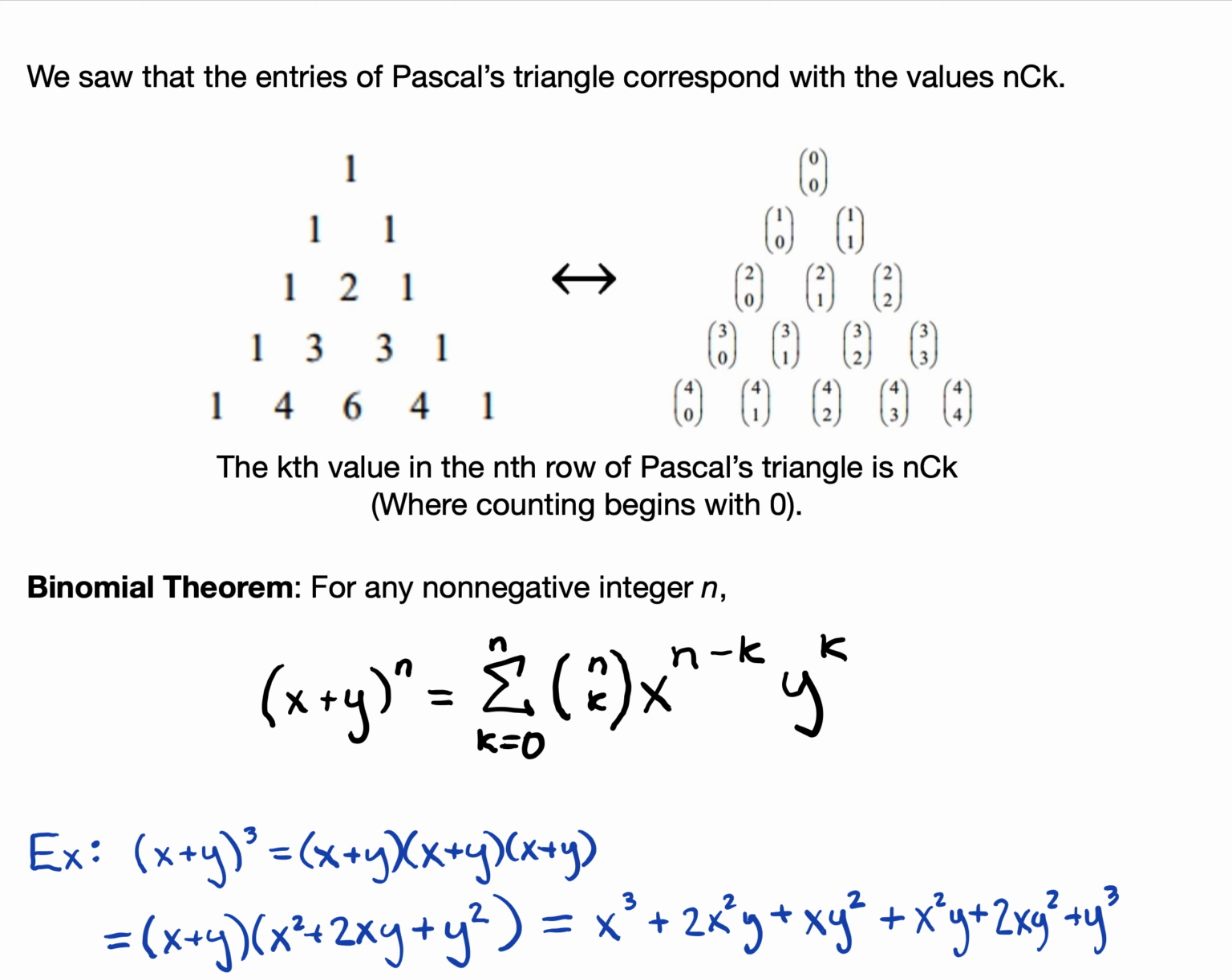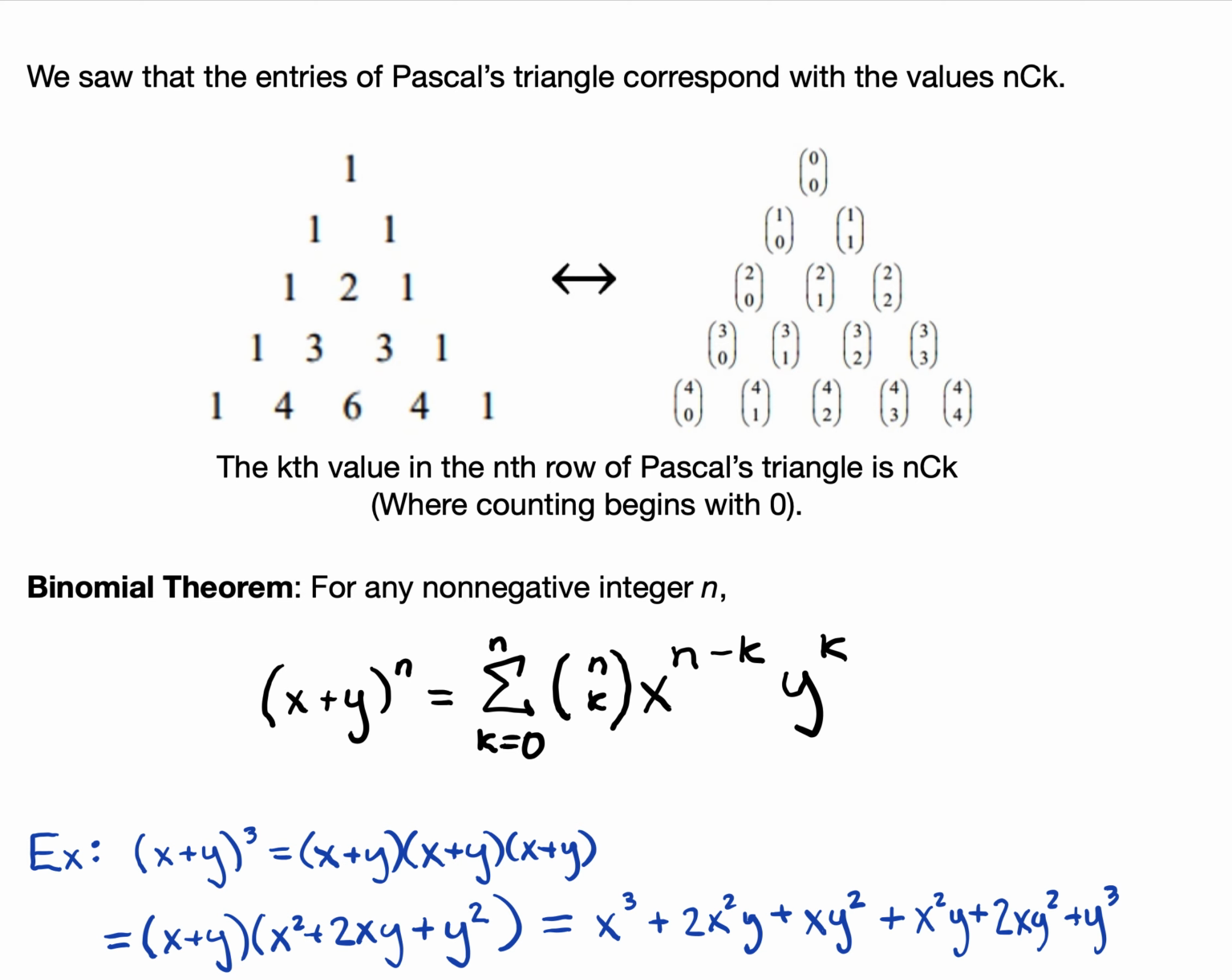In this video, we'll be talking about Pascal's triangle and the binomial theorem. In the previous video, we discussed Pascal's triangle and its relationships to the values n choose k, where n choose k is the number of ways to select k objects from n objects, where repeats are not allowed and the order in which we select the objects does not matter.